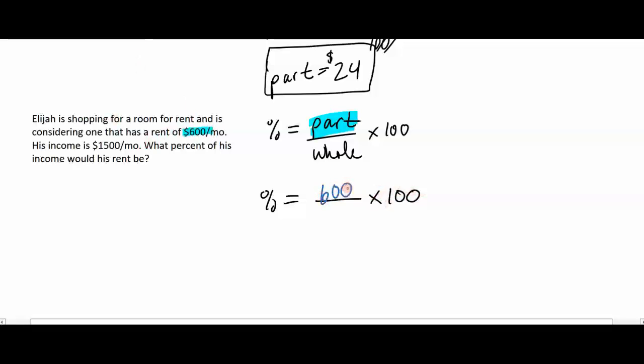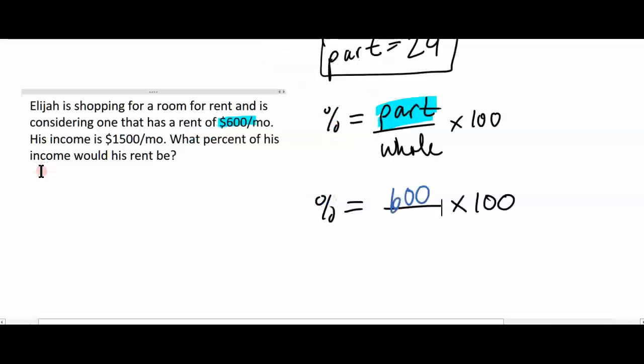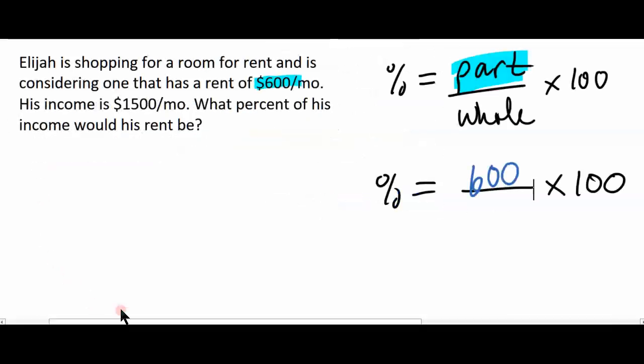Okay, and Stephanie, which represents my whole? Let me zoom in a little for you. The 1500. There we go. That's my whole. 1500.